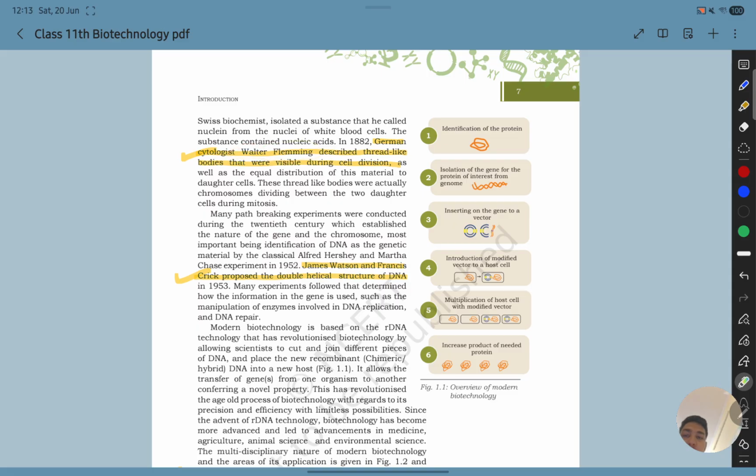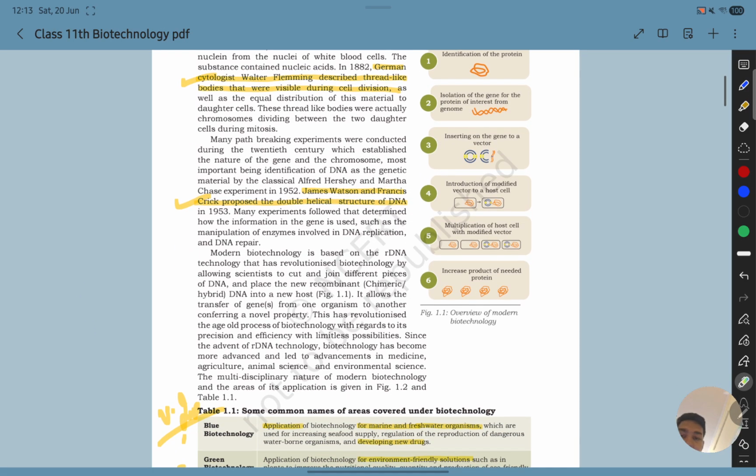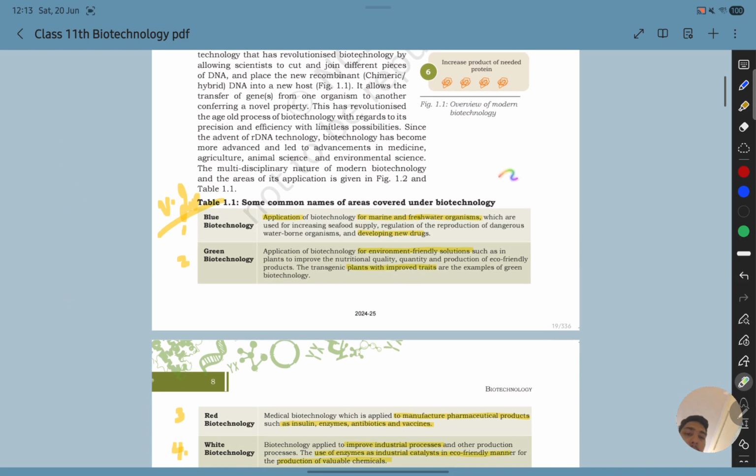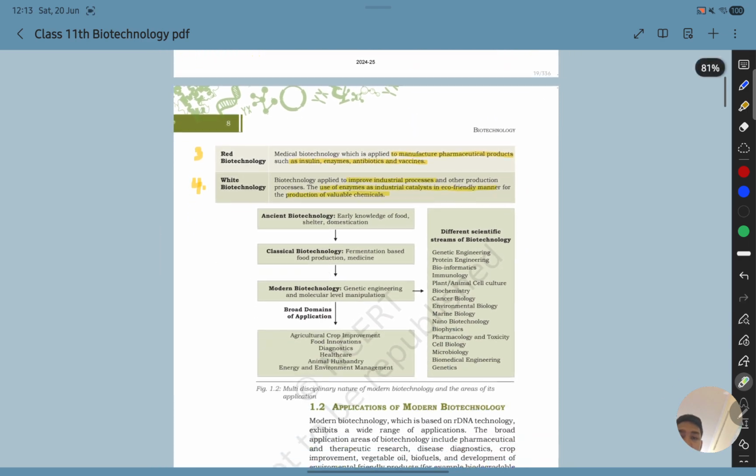This question can come. Next, who proposed the double helical structure of DNA? That is James Watson and Francis Crick. This is a very important topic. Previously, the UPSC has asked around 4 to 5 questions from these 4 lines only.